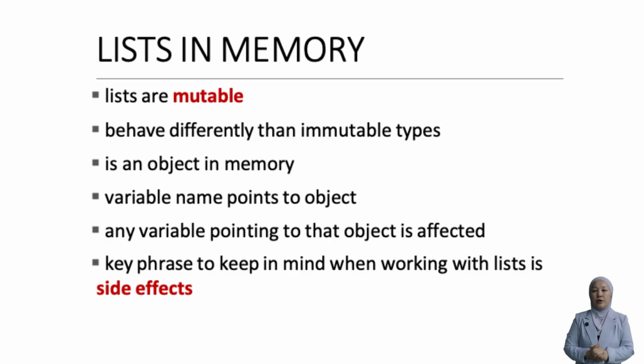Because lists are mutable, they behave differently from immutable types like integers or tuples. A list is an object living in memory. A variable name like warm points to that object. If you assign hot = warm, hot points to the same object. Any operation that mutates the object through one variable will be visible through all aliases. This leads to side effects, unexpected changes in one part of your program because you modified data in another. The key phrase: when working with mutable objects, always be mindful of who else has a reference to this object.